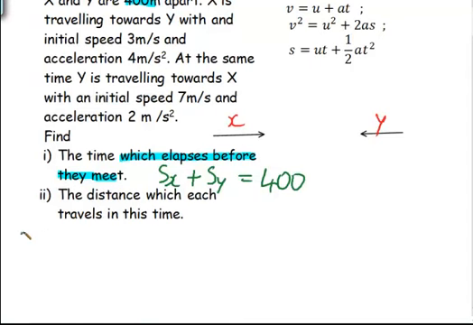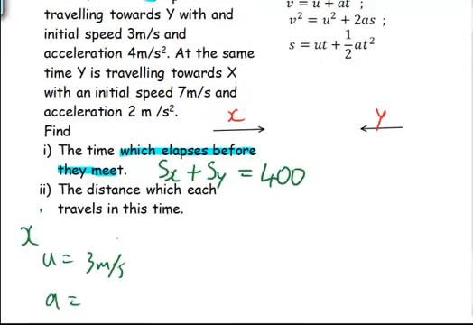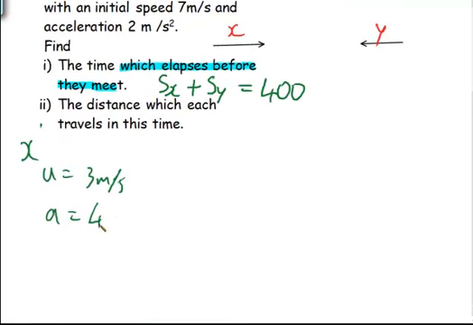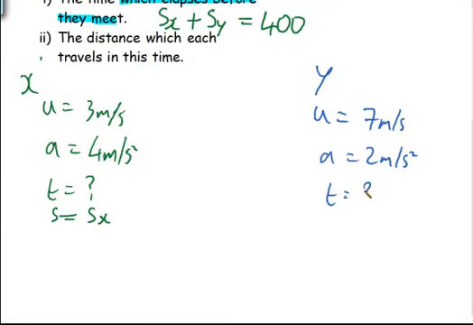So if I do x first off, I know that the initial velocity is 3 meters per second. I know that the acceleration is 4 meters per second squared. I'm looking for the time, and I have an expression for displacement, which is sx. In blue I'll do the y out very similarly. The initial velocity for y is 7 meters per second. Acceleration is 2 meters per second squared. I need an expression for time, and I know that the s is equal to sy.